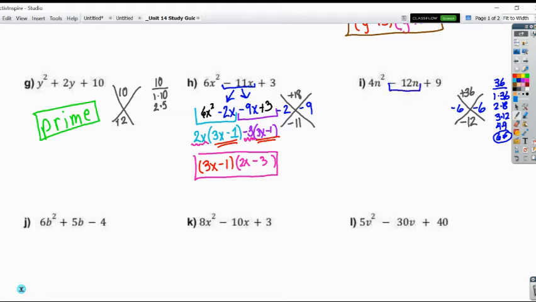So expand that middle term. It's no longer negative 12n. It's now negative 6n and negative 6n. Bring everything else down along. That 4n squared comes down in front. That plus 9 comes down in the back. I'm going to group it now.